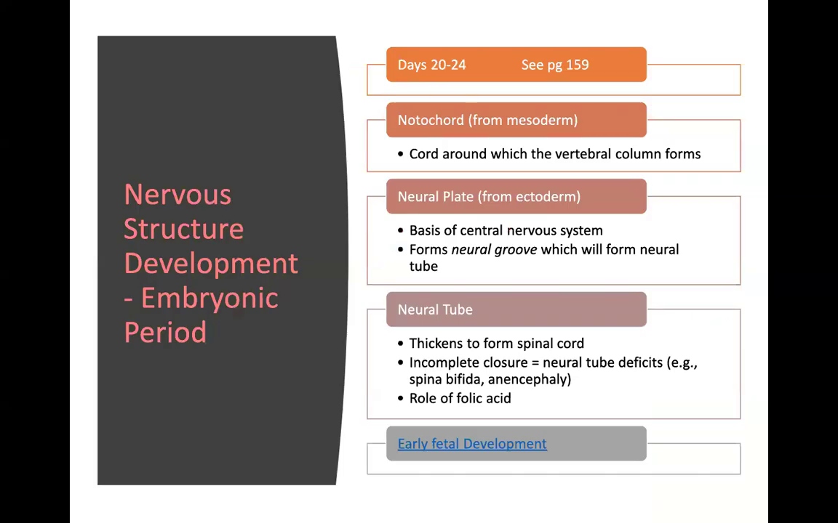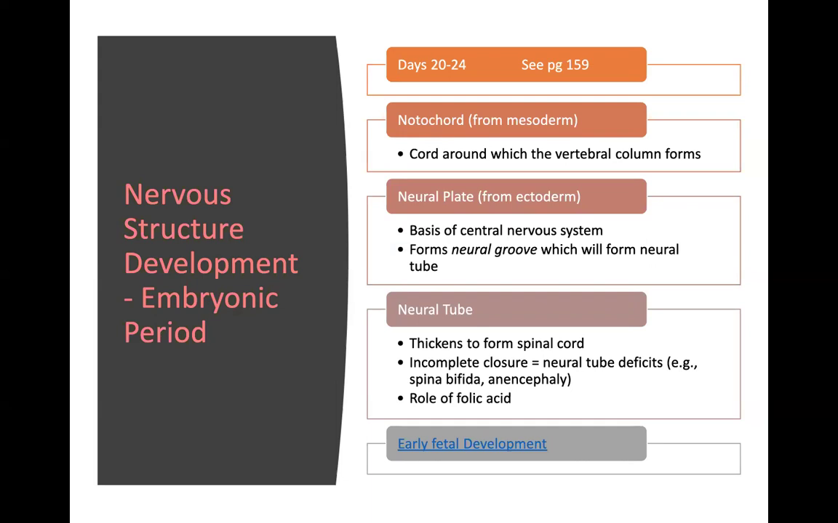So then you have your nervous structure development in the embryonic period, which happens between days 20 and 24. So you have your notochord, which is from the mesoderm. So remember that middle area. It's a cord around which the vertebral column will eventually form. Then you have your neural plate from the ectoderm, which is the outer layer. It's the basis of the central nervous system and forms the neural groove, which will form the neural tube.